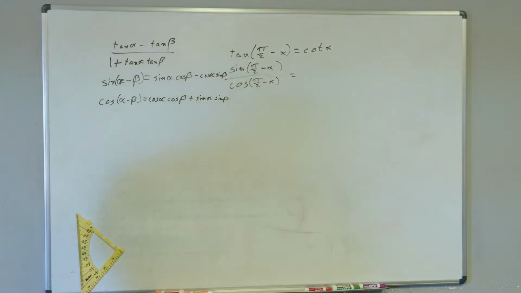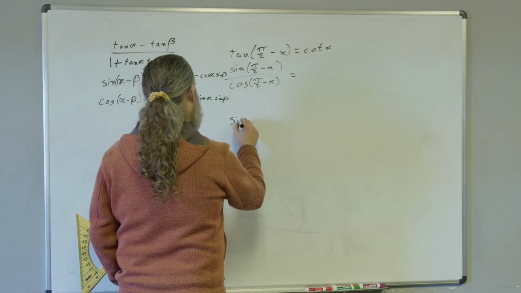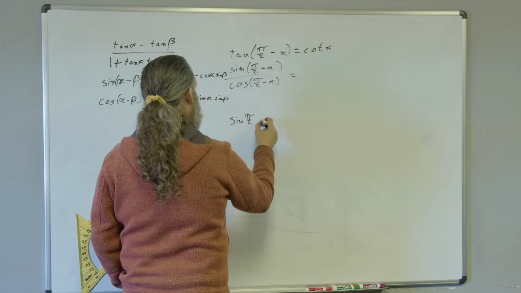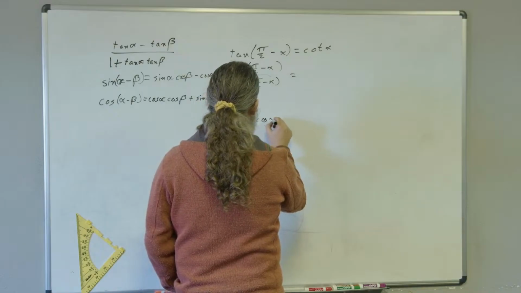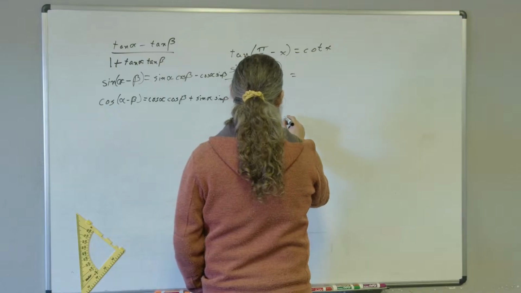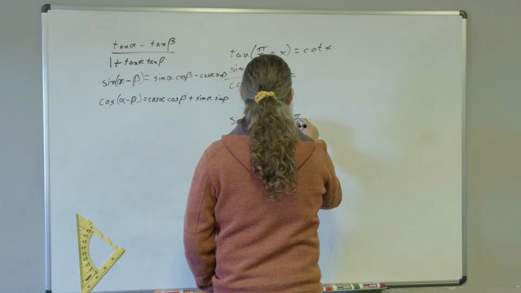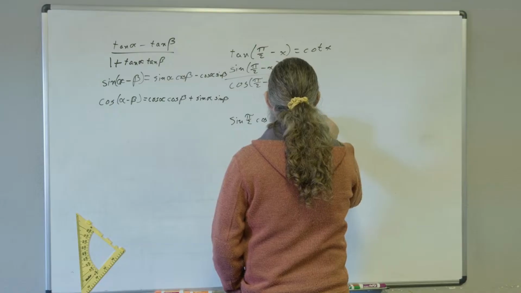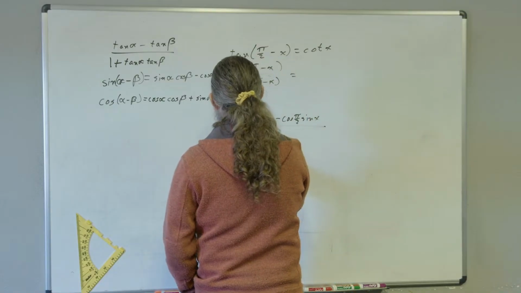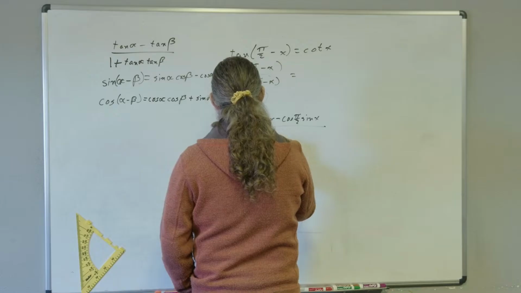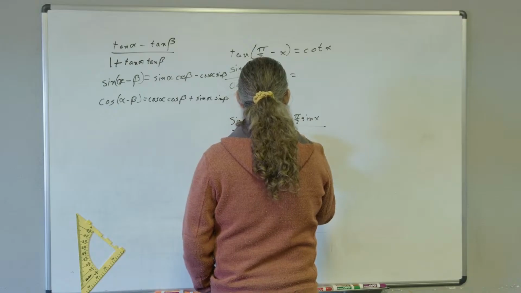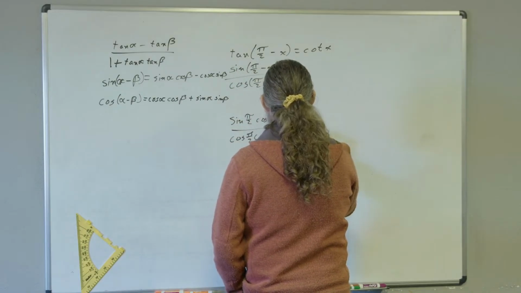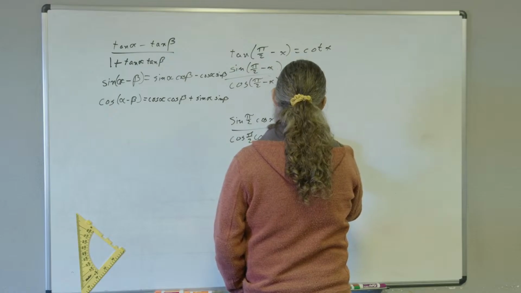Okay, now what? We plug it in. Sine of pi over 2 times the cosine of x minus the cosine of pi over 2 times the sine of x, over the cosine of pi over 2 times the cosine of x plus the sine of pi over 2 times the sine of x.